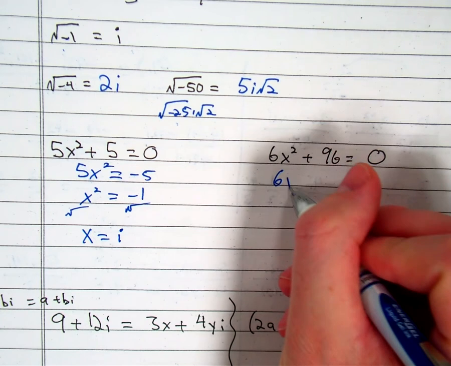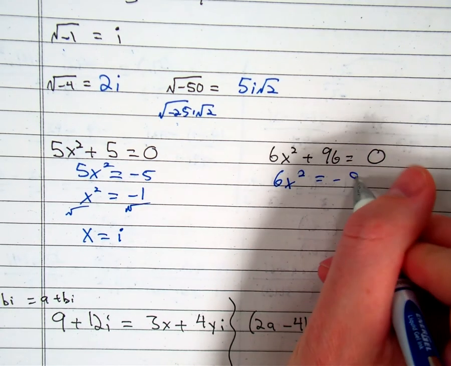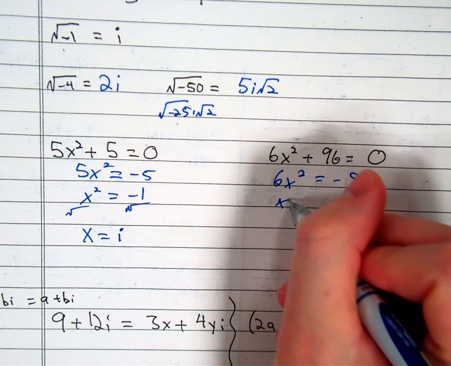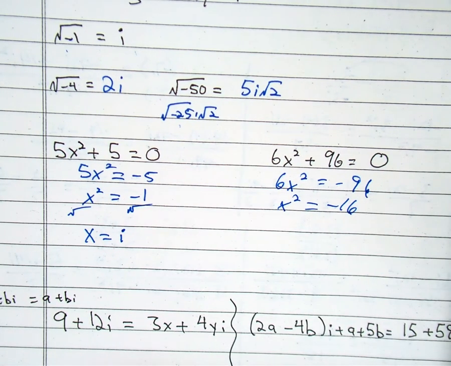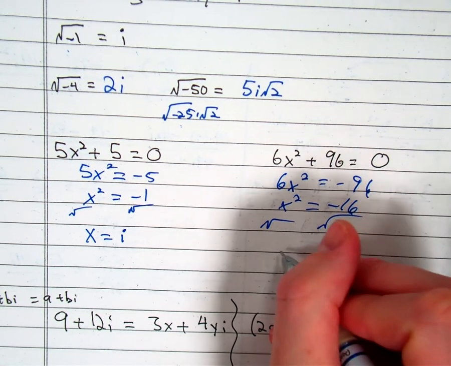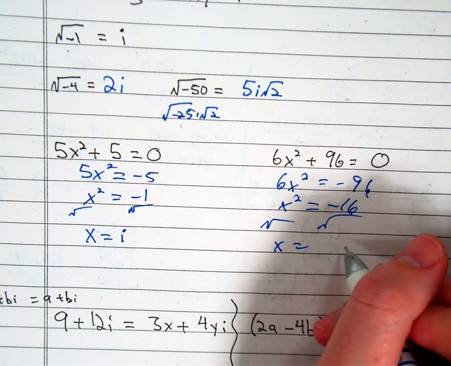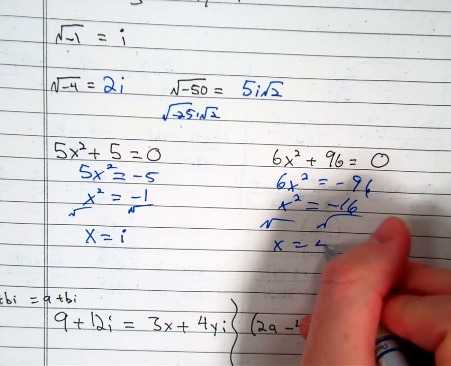All right, let's see if we got this down. 6x squared equals negative 96. Subtract that over. Divide by 6, and we should be at negative 16. Square root. The square root of negative 16 is going to be 4i.